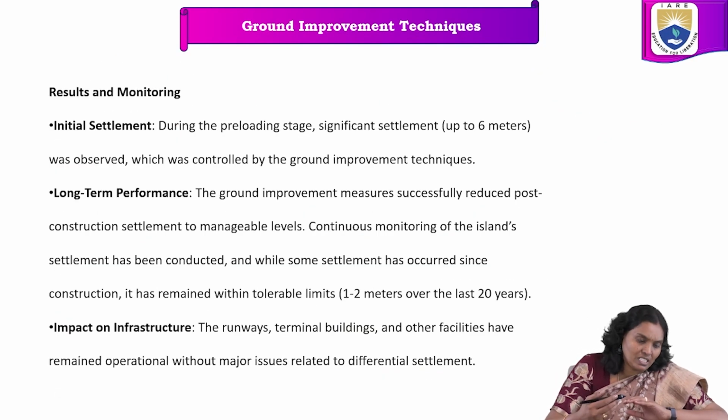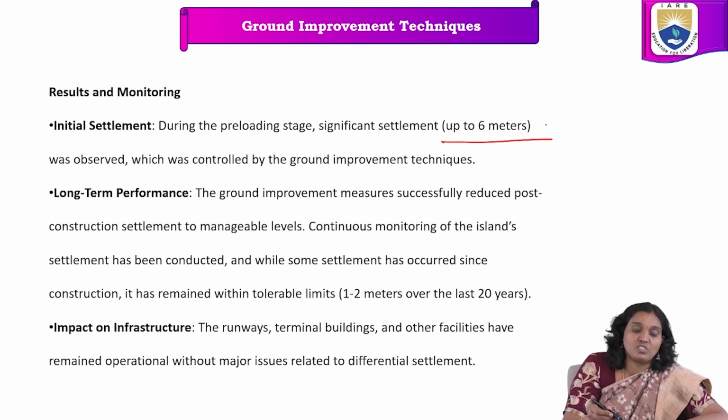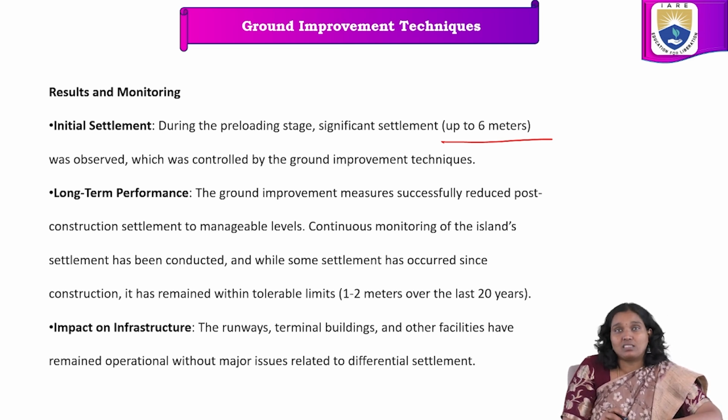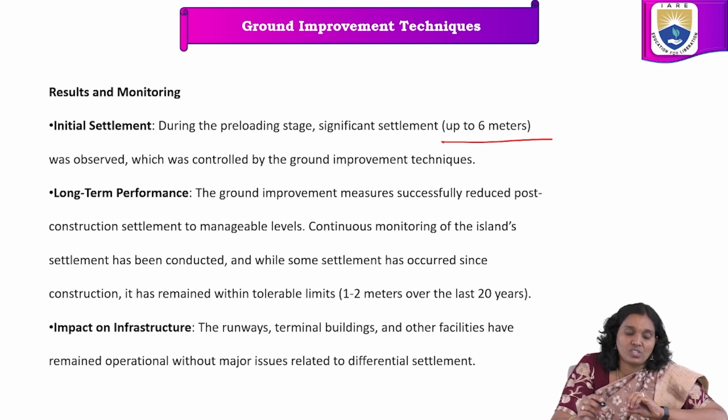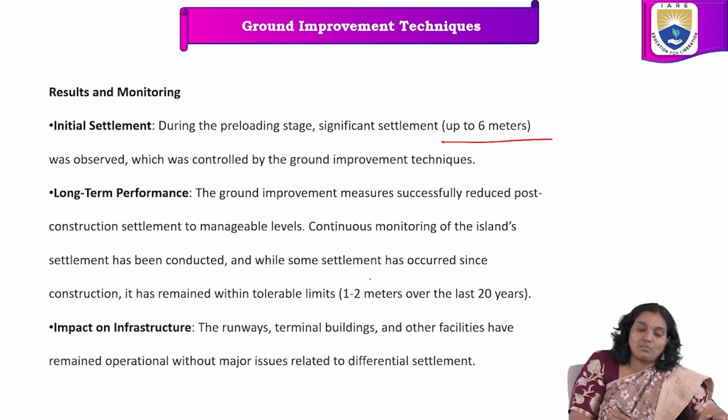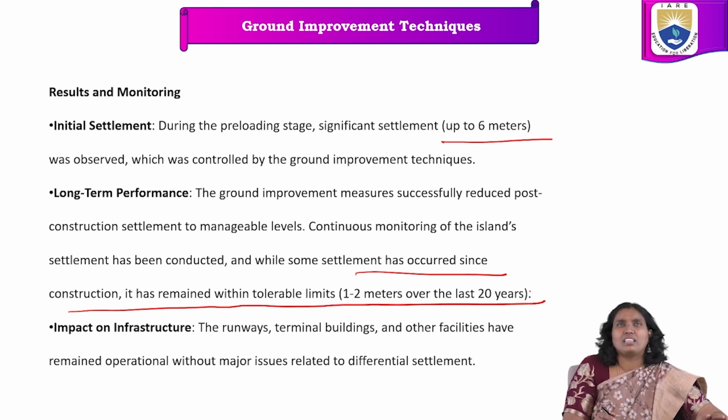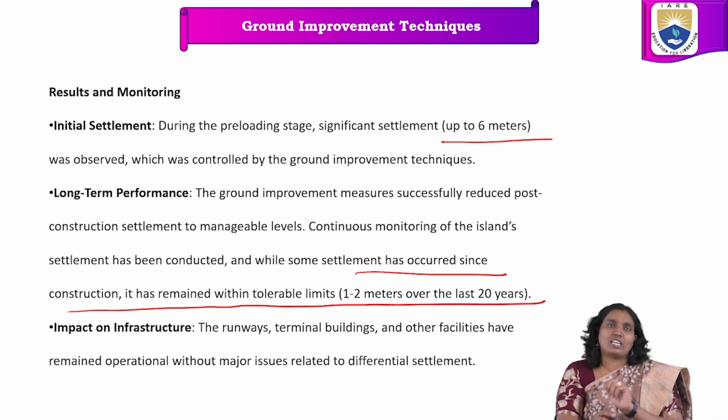These are the results we observe, and monitoring is also required. In initial settlement during the preloading stage, significant settlement up to 6 meters was observed, which was controlled by the ground improvement techniques. As per the long-term performance, the ground improvement measures successfully reduced post-construction settlements to manageable levels. Continuous monitoring of the island settlement has been conducted, and while some settlement has occurred since construction, it has remained within tolerable limits, that is 1 to 2 meters over the last 20 years.